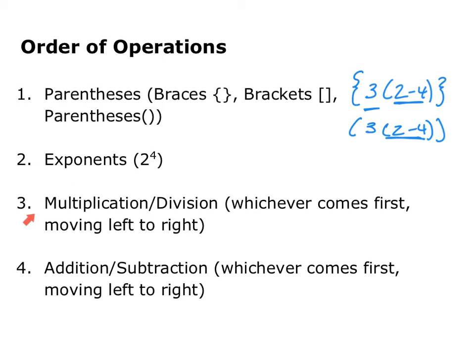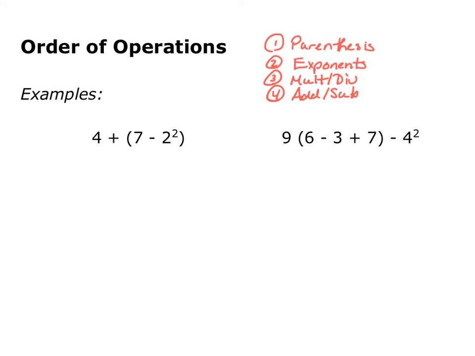The third step is to do multiplication and division, and it's whichever comes first, moving left to right. And then finally, addition and subtraction are the last step. And again, whichever comes first, moving left to right. All right, let's look at a couple of examples.